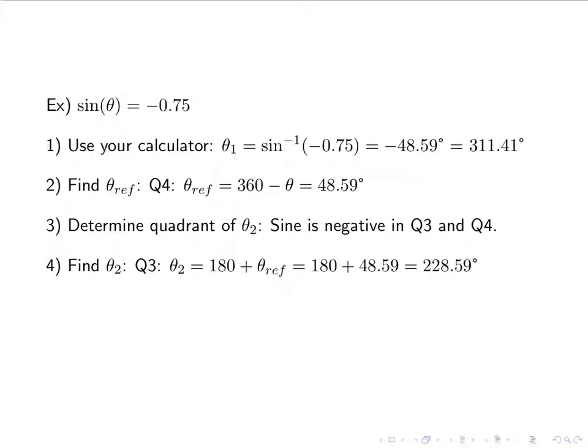Again, make sure you're plugging in your original reference angle, the thing that's between 0 and 90. If you plug in the negative, you end up with something that's not in quadrant 3, because you end up with 180 minus something, and that would be a quadrant 2 angle. So make sure that your angles are actually in the correct quadrants, and again, you can check it by plugging them into your sine function. Make sure you get negative 0.75 each time. So again, we have our two answers.